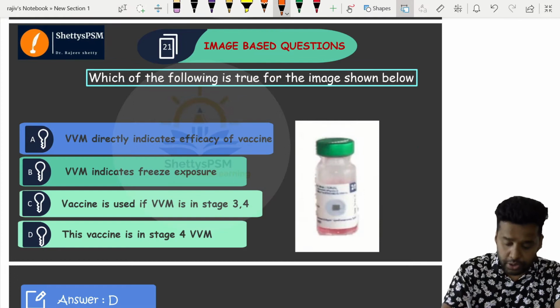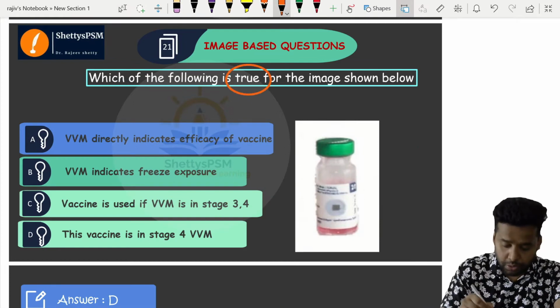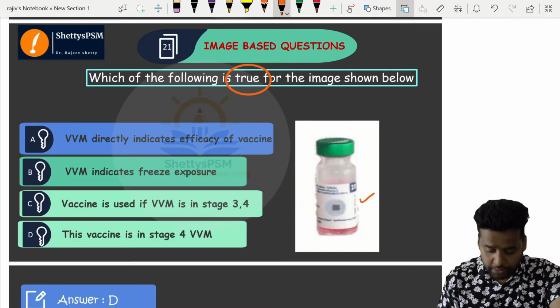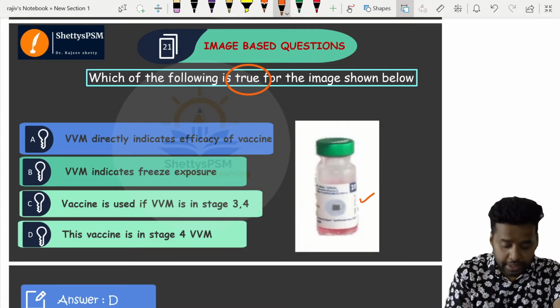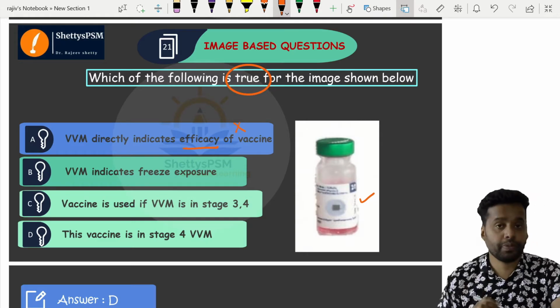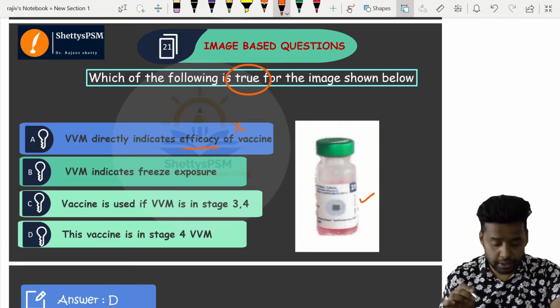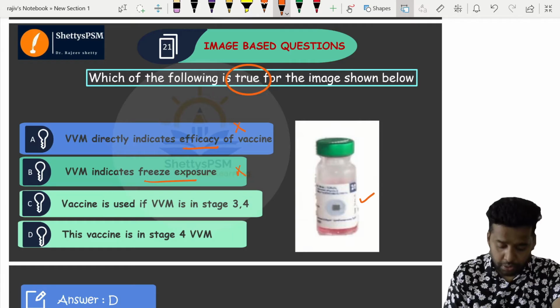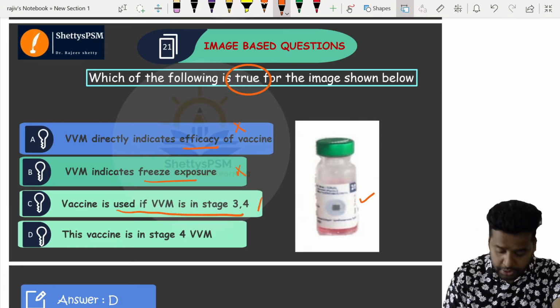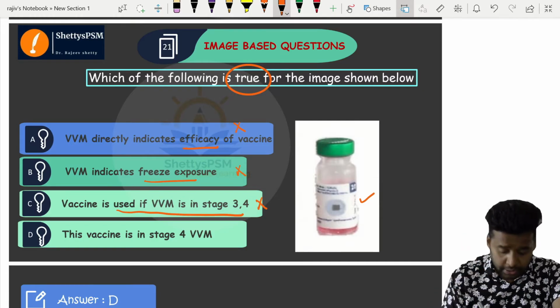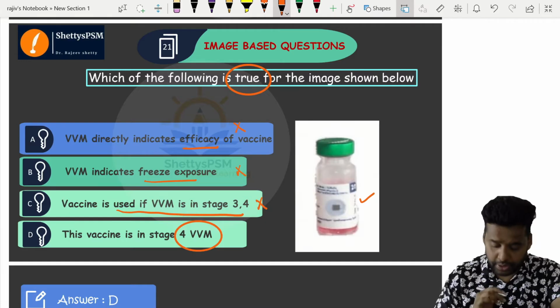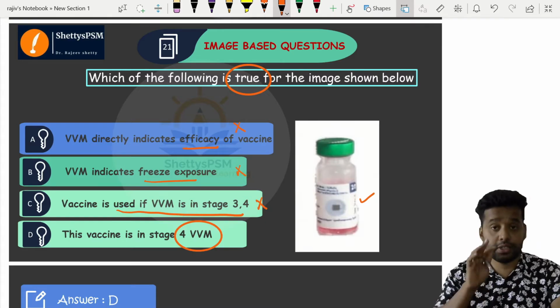Which of the following is true for the image shown below? See this. What they are showing is the vaccine vial monitor. So VVM directly indicates efficacy of vaccine? No, not a direct indicator. Freeze exposure? No. Heat exposure. Vaccine is used if VVM is in stage 3 and 4? No. 1 and 2 you can use it. This is in stage 4. Yes, correct. You can see the square, it is darker.